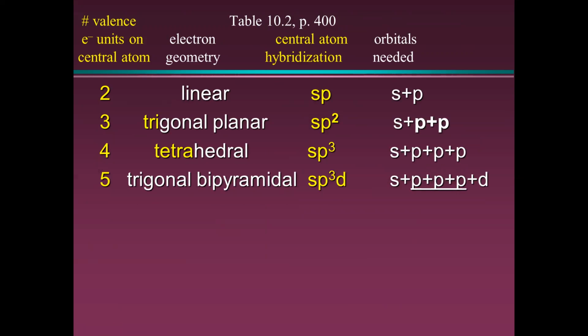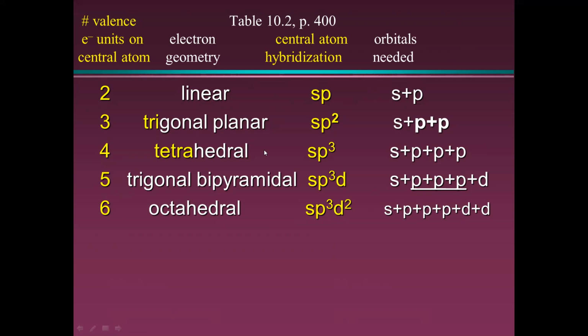So this is a very good, very useful table. After you use VSEPR theory, if you have 2 electron units on the center atom, you have linear, which corresponds to sp hybridization. Because s is 1, p is 1, you have 2 orbitals. That exactly matches the 2 units. And of course, these 2 hybridized orbitals come from these 2 parts.